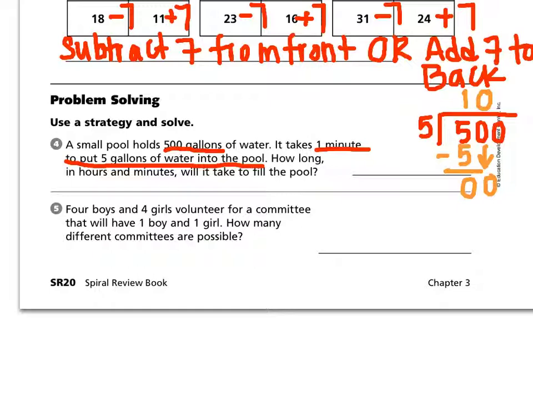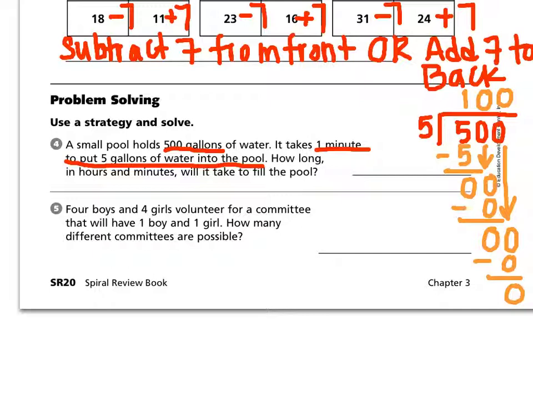0 times 5 is 0. Subtract, I get 0. Bring down the last 0. 5 goes into 0 0 times. 5 times 0 is 0. Subtract, and I get 0. So, looking at this, I can see that it will take 100 minutes.